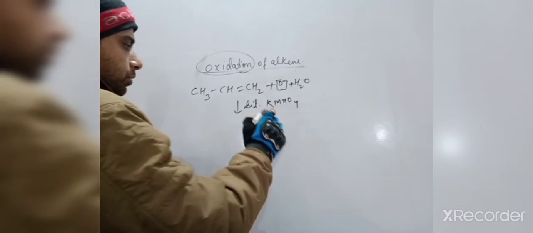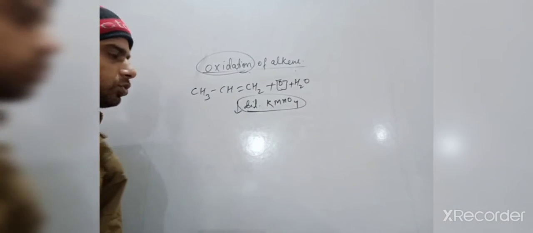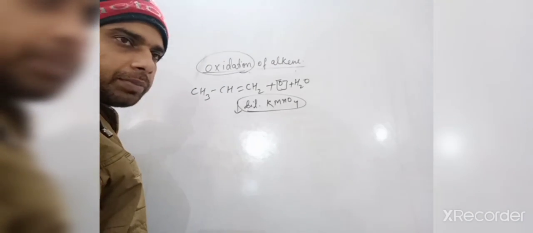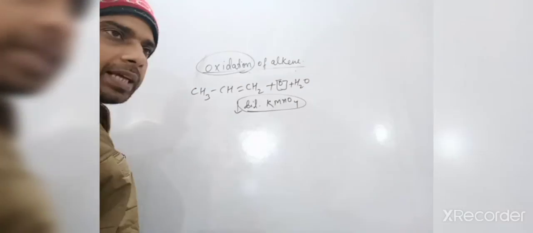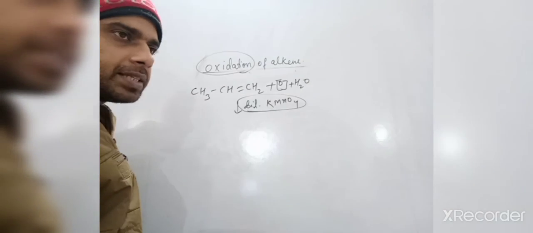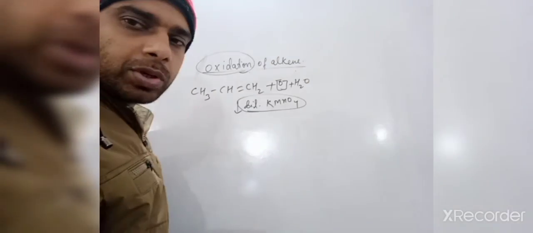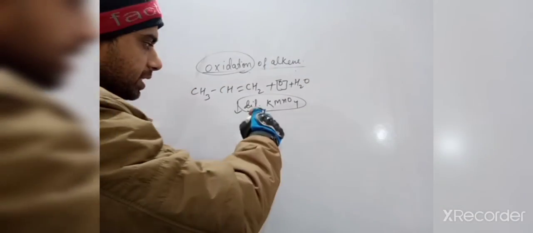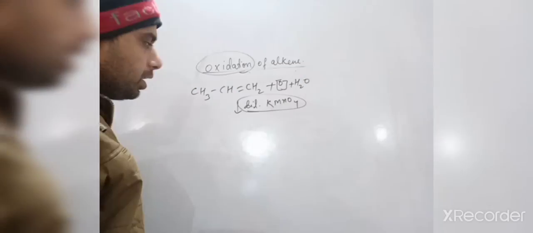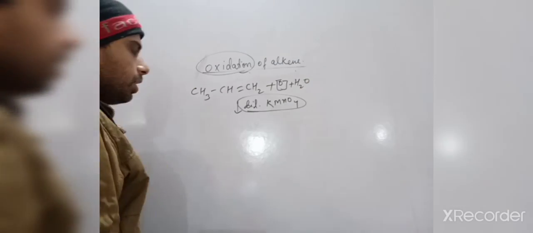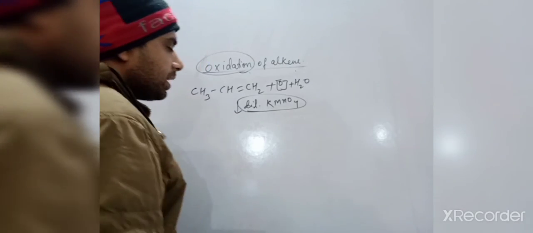This one is also a test for unsaturation. Like the bromine test you have done for unsaturation, where if the color disappears in the case of bromine, we can say the organic compound contains a double bond, unsaturation. So KMnO4 is also used as a test for this. Here I have taken dilute KMnO4.